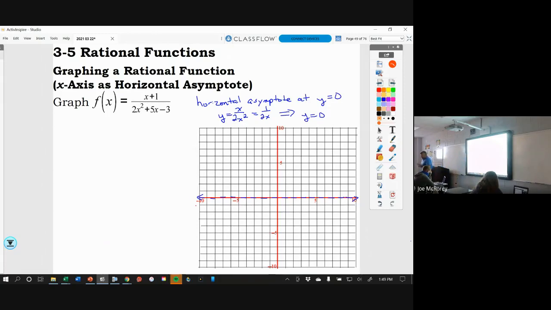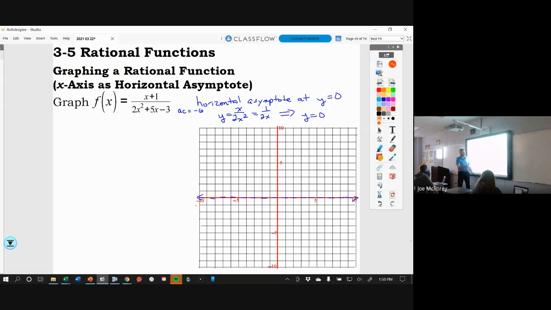Vertical asymptote. To find the vertical asymptote, we need to find what value or values will make the denominator equal to 0, which means we have to factor 2x squared plus 5x minus 3. How does that factor? What is a times c going to give us? Negative 6. What two numbers multiply together to get negative 6 but combine to 5?